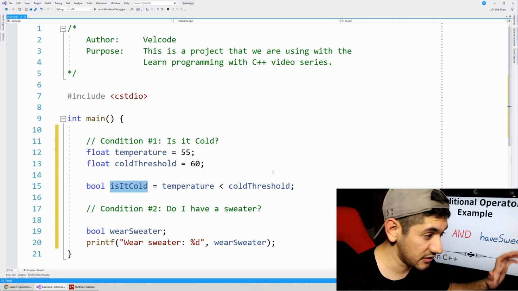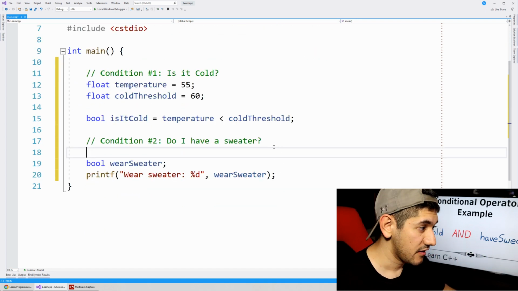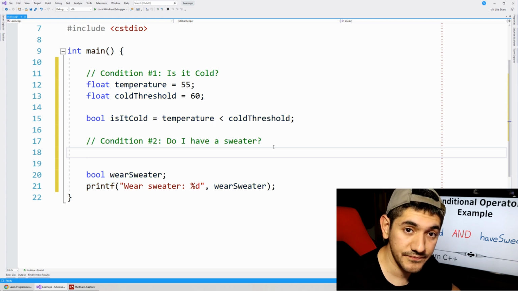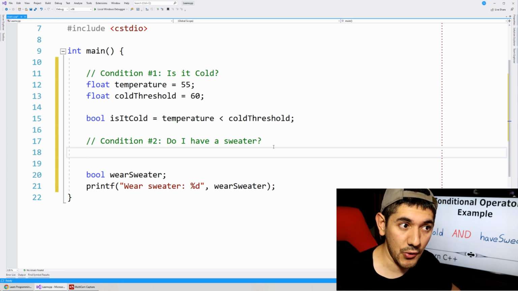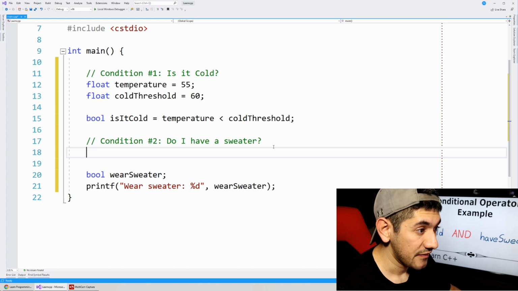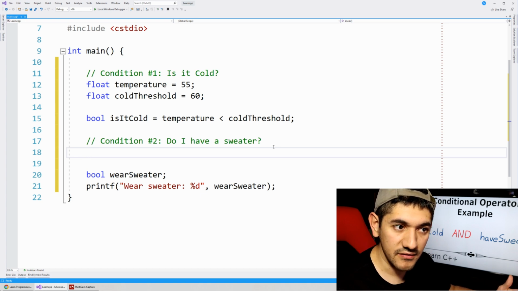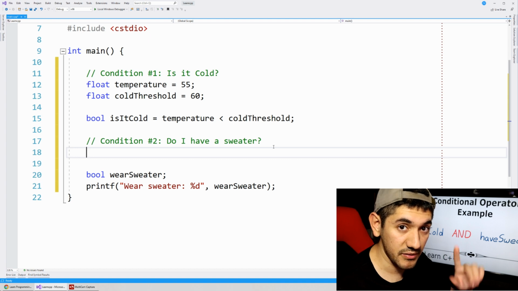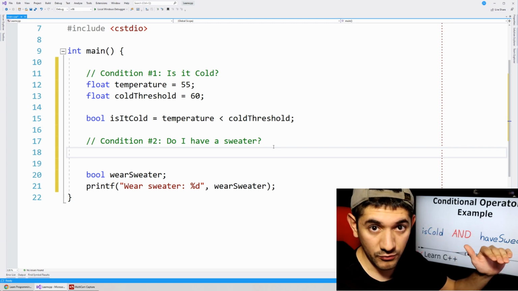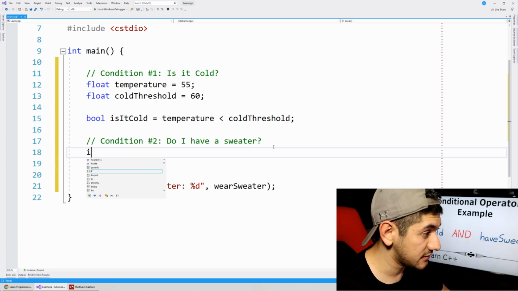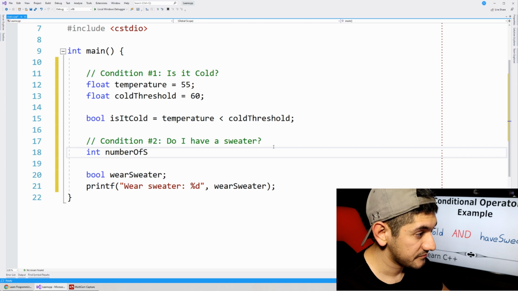Pretty straightforward, nothing fancy. So now let's look at the second condition. The second condition says, do I have a sweater? Well, what kind of information do I need to know whether I have a sweater or not? I need to know how many sweaters I have. The only way I can know if I have a sweater is by knowing how many sweaters I have. So the number of sweaters, what kind of information is that? That's a number, and particularly an integer, because you don't have half a sweater. I guess you can have a ripped sweater, but let's just say we have whole sweaters. So I can say int numberOfSweaters.